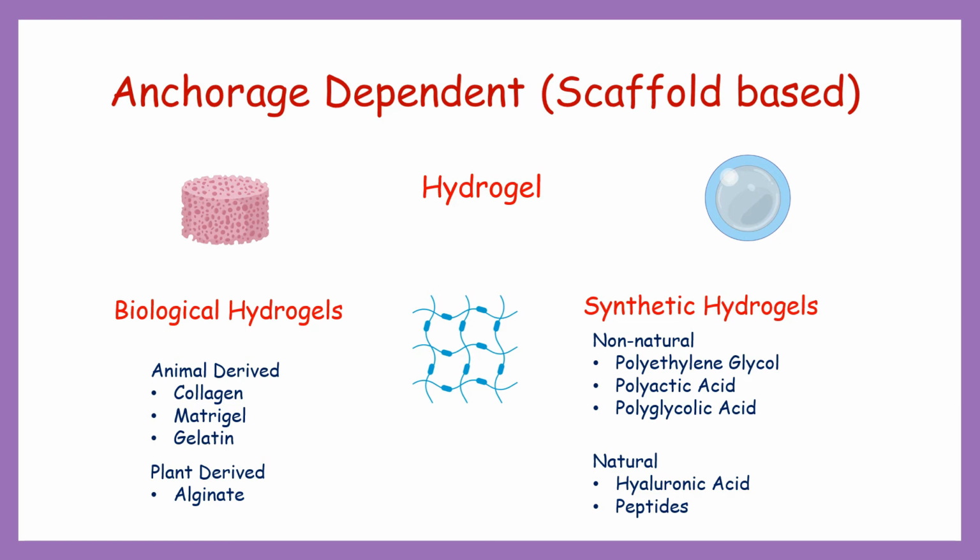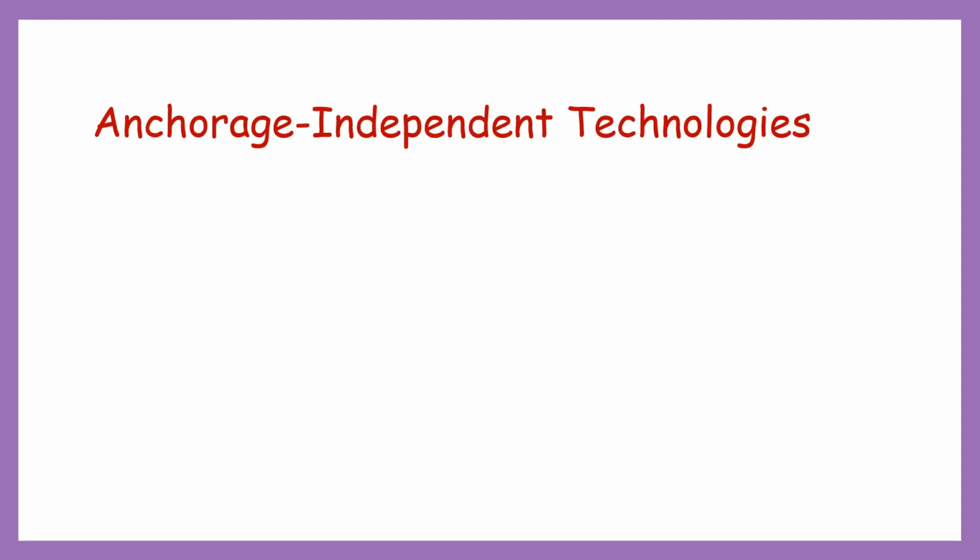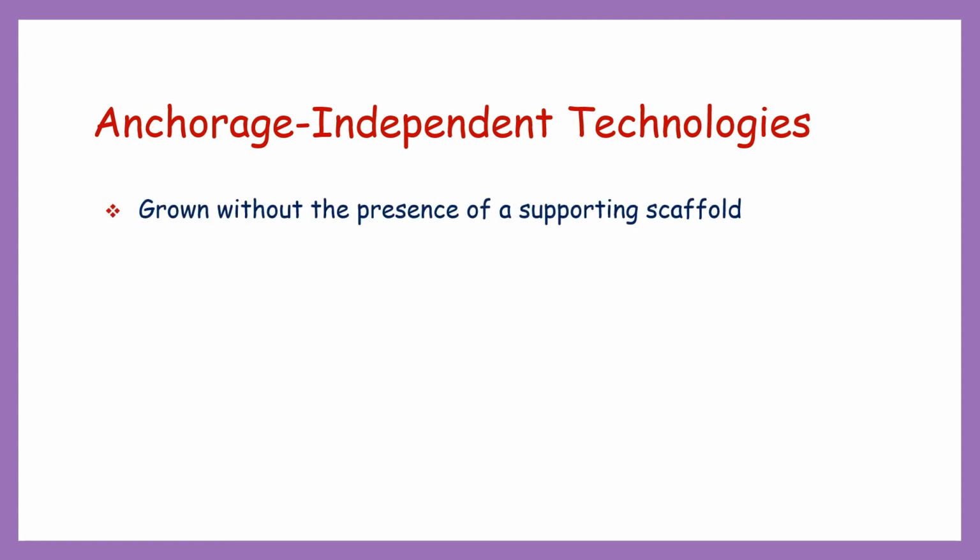One of the best characterized natural hydrogels is hyaluronic acid, a glycosaminoglycan that can be modified with functional groups, allowing for the formation of hydrogels with diverse properties for a wide range of applications. Small peptide-based hydrogel materials are an evolving field in materials science and provide a new 3D cell culture technology. 3D cultures can be grown without the presence of a supporting scaffold, and that includes anchorage independent technologies.